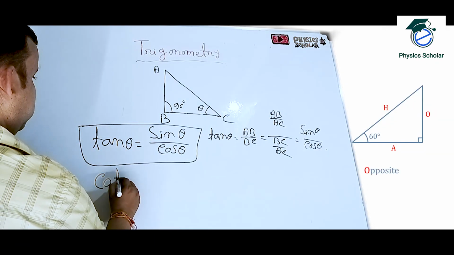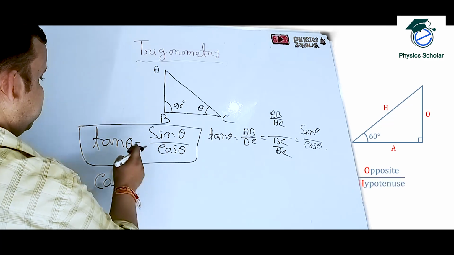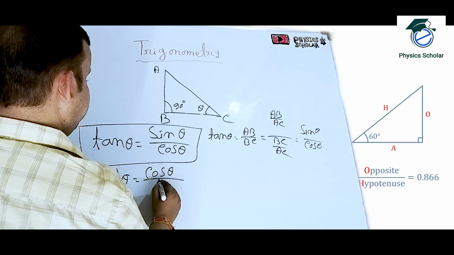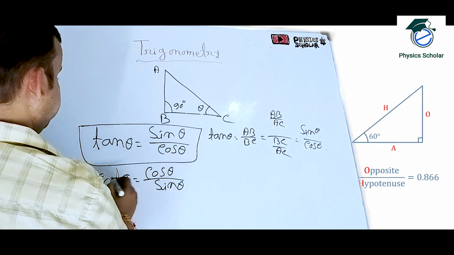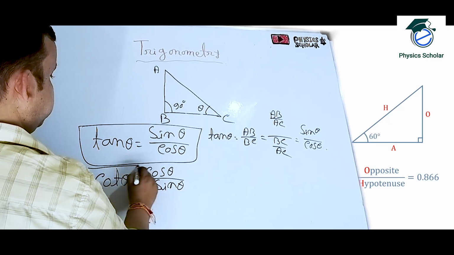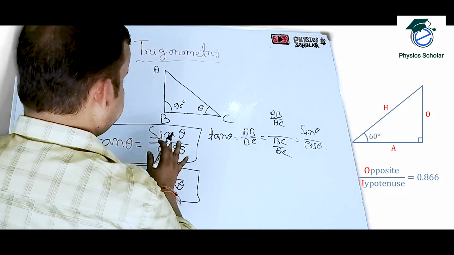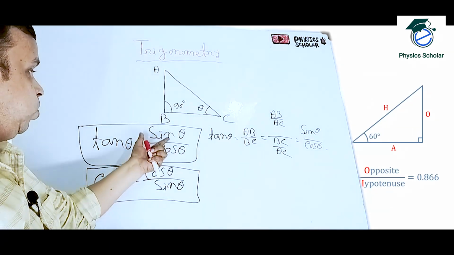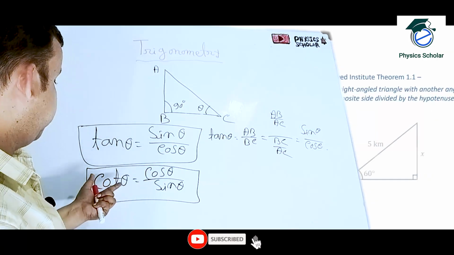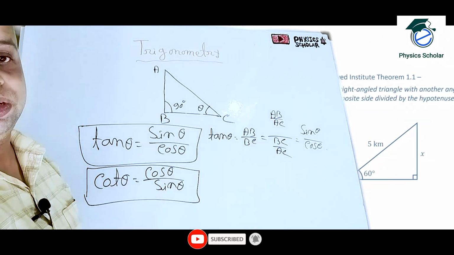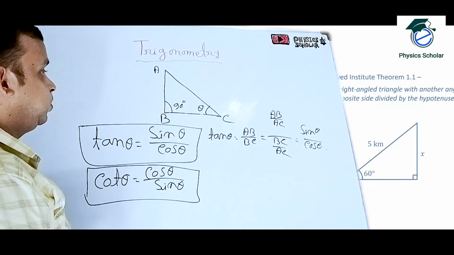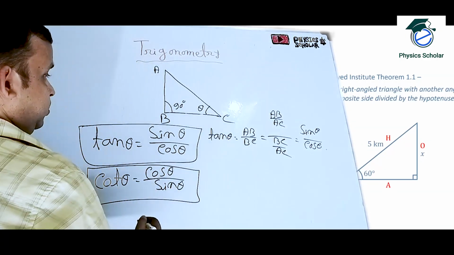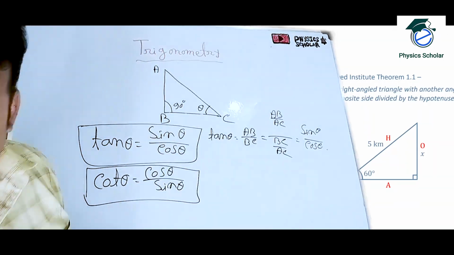Cot theta is equal to the reciprocal of tan, so it will be cos theta by sin theta. This relationship of tan theta in terms of sin and cos is very important for the numeric sums, as well as cot theta in terms of cos and sin. When you solve the sums, you can see that. I hope you can understand this now.